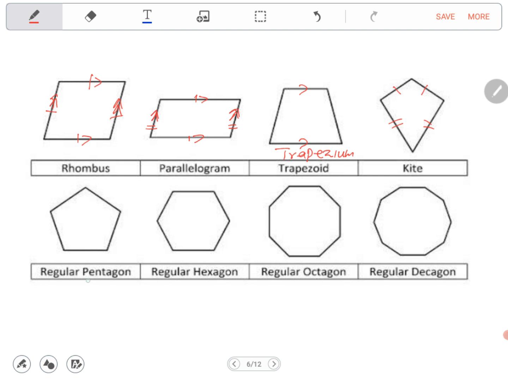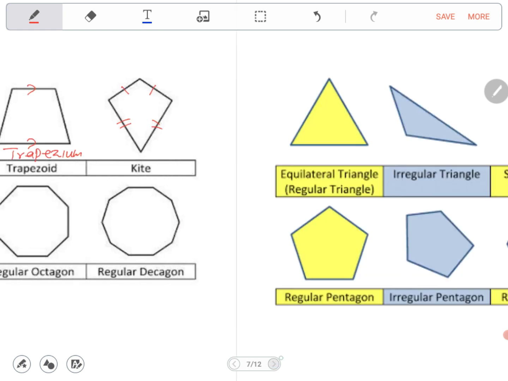Then next we look at regular shapes. One of those is a pentagon. With a regular pentagon, all 5 sides are equal, so that's why we call it a regular pentagon. And with the regular hexagon, all 6 sides are equal. All right, and with an octagon the same, and with a decagon also the same thing.